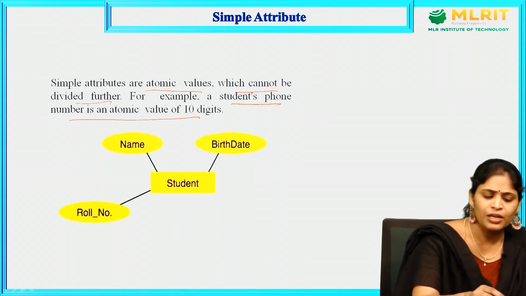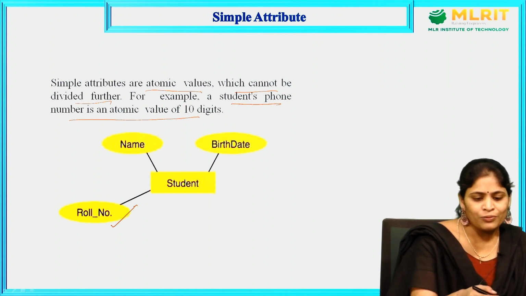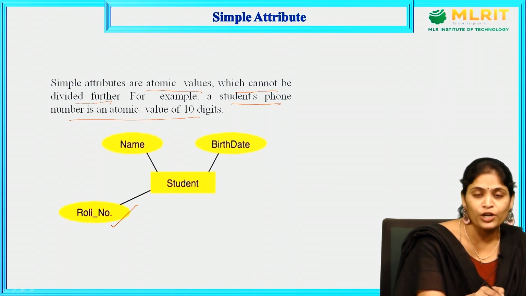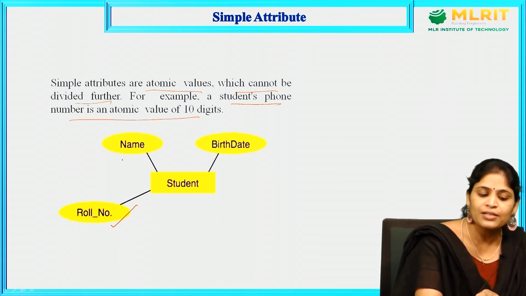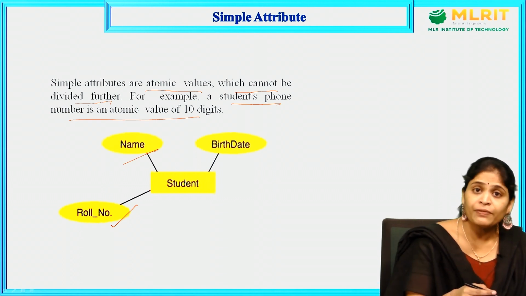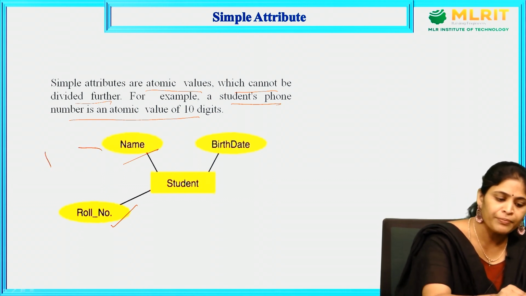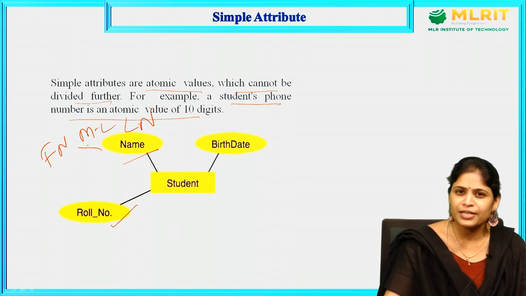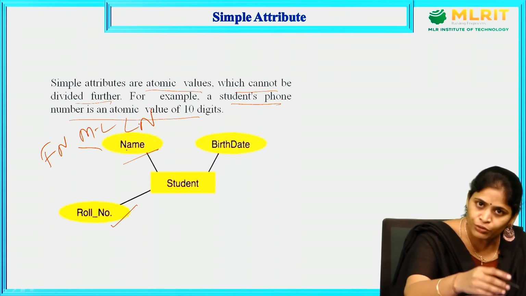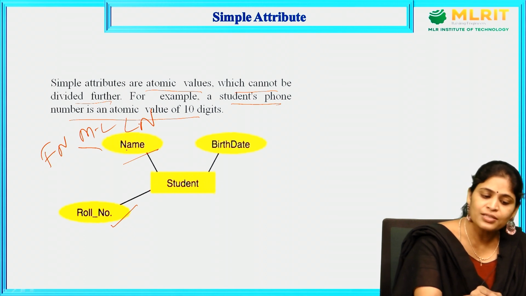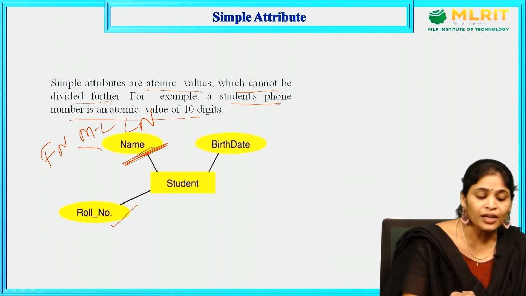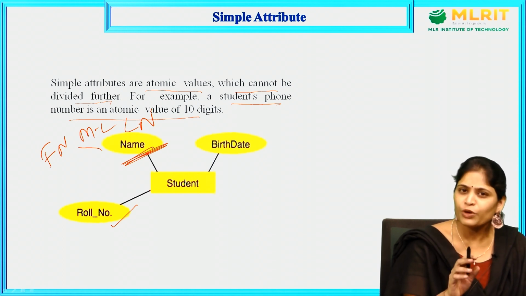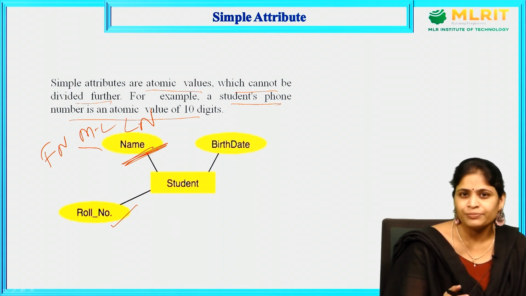Let us consider this one. So here roll number can also be considered as a simple attribute. Why? Because we cannot divide this roll number into different parts. For example, let us consider name. The name can be divided into 2 parts or 3 parts: first name, middle name, last name. Right? So this name can be divided into a number of parts, so this cannot be a simple attribute. So what is the difference between simple attribute and other attributes? It is nothing but that simple attributes have only one value which cannot be divided further.